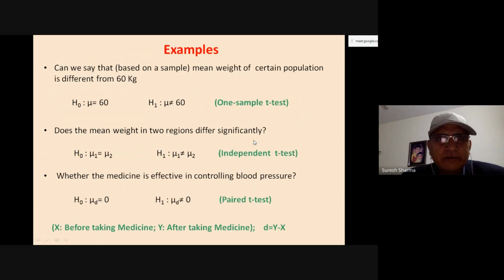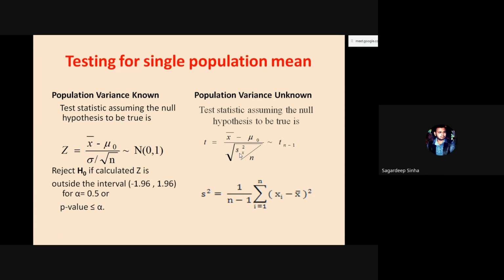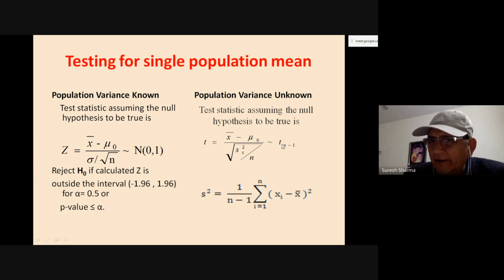So under H0, what you are presuming? That mu is equal to mu naught. Mu naught is your 60. So this will be 60. So everything will be known to you. X bar is known. Under H0, mu is known. Sx square you can compute. N is also known. So you can compute the value of this test statistic T. Yes or no? Yes. And this will always be having T distribution with n minus 1 degrees of freedom.